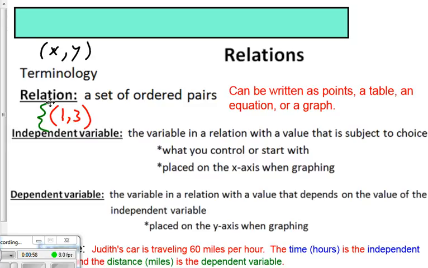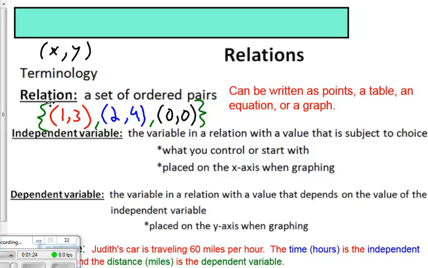So first off, (1, 3) is one of ours. Maybe we have (2, 4) as a second point. Maybe we have (0, 0) as a third point. Then I cap that off with another curly bracket. Now this is a set of 3 groups, or 3 ordered pairs. So this would be a relation.